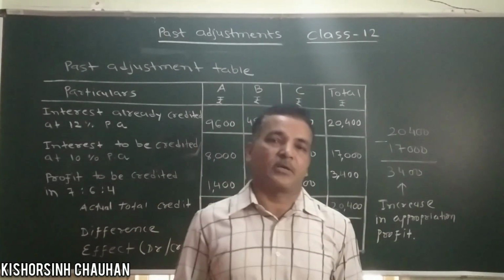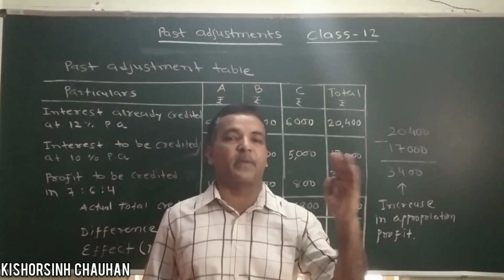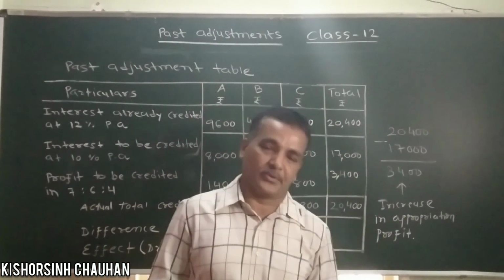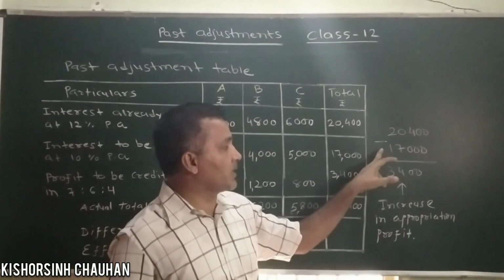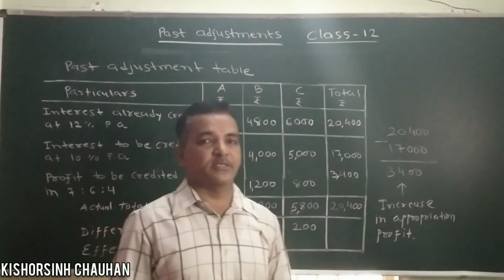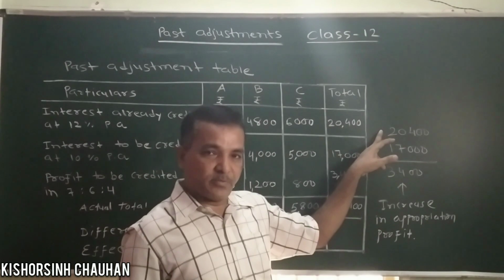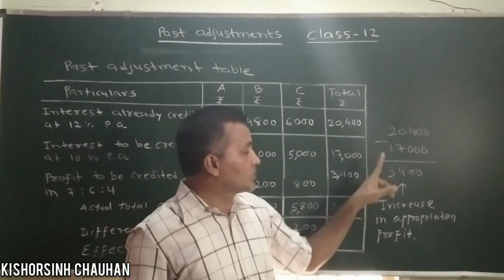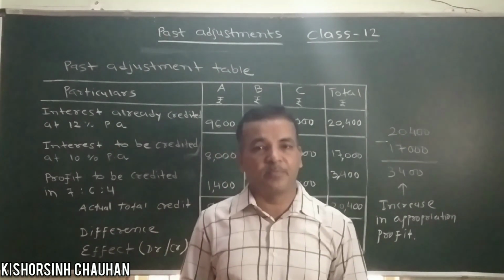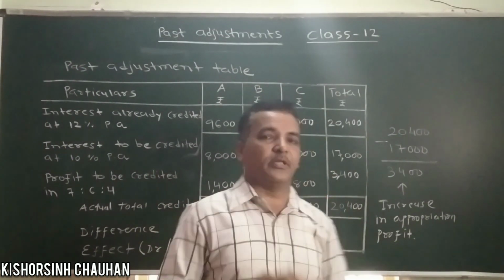If you remember profit and loss appropriation account, then on the debit side of the profit and loss appropriation account we write interest on partners' capital. Now here when we reduce this interest amount from 20,400 to 17,000, that 3,400 will increase our profit. In appropriation account, profit will increase by 3,400 because earlier it was 20,400 and now it is only 17,000. So 3,400 excess amount will be the profit, and that profit will be distributed among the partners in their profit sharing ratio. This is the important thing.